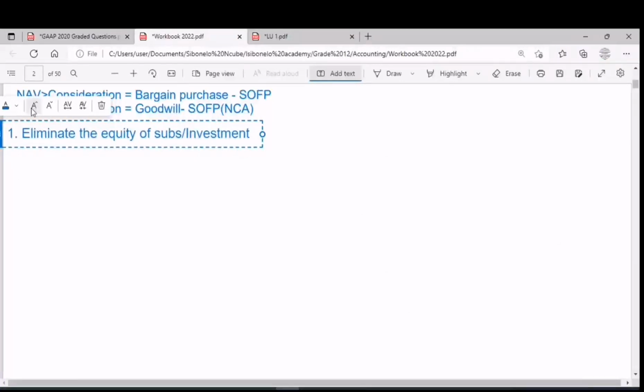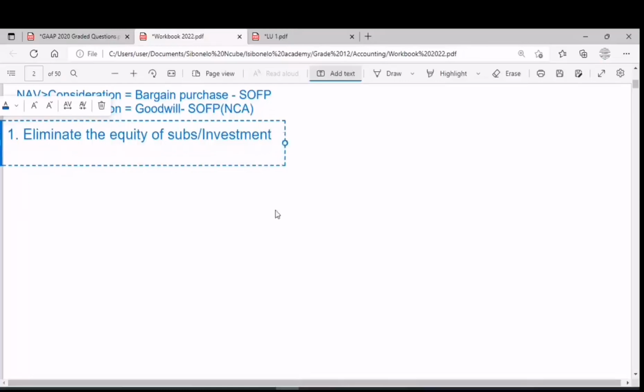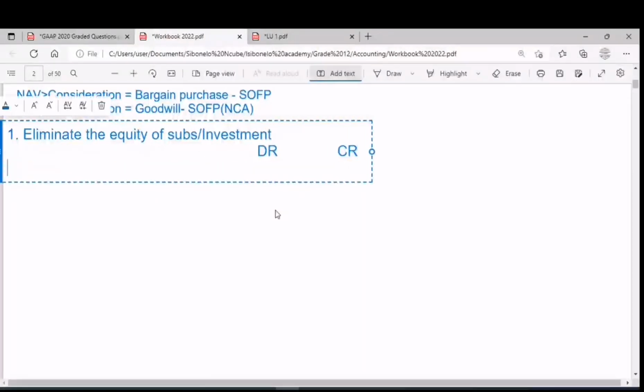Now, if we eliminate equity, guys, we will make journal entries here. When we make journal entries, you indicate which account is debited and which account is credited. So if it's eliminating equity, you eliminate the equity of the subsidiary at acquisition. So let me show you that, at acquisition. All right, so if we eliminate equity, it is a debit balance.